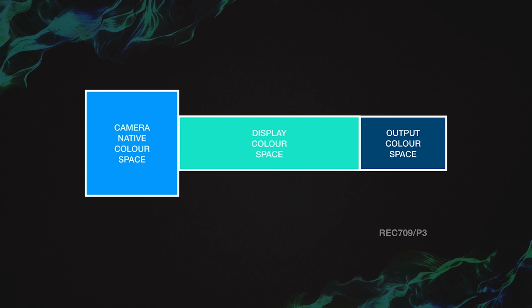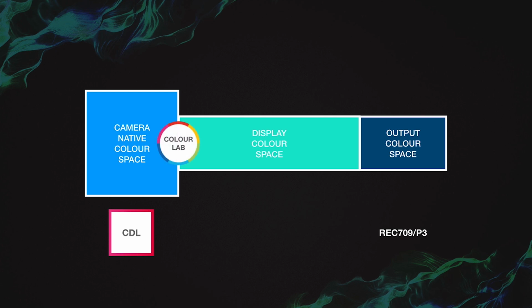In our case, we work in Rec. 709 or in P3. The CDL is best applied to the native camera color space. If we apply a CDL to that wide color space, which is also log, we're going to get the best and cleanest results, simply because lift, gamma, gain works in the best way with that material.